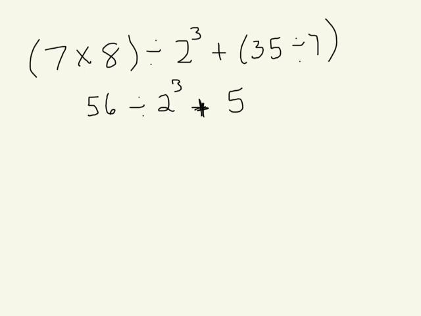Next is exponents. 56 has no exponents. 2 to the third power is 2 times 2 times 2. Well, 2 times 2 is 4, times 2 is 8, so 2 cubed is 8.